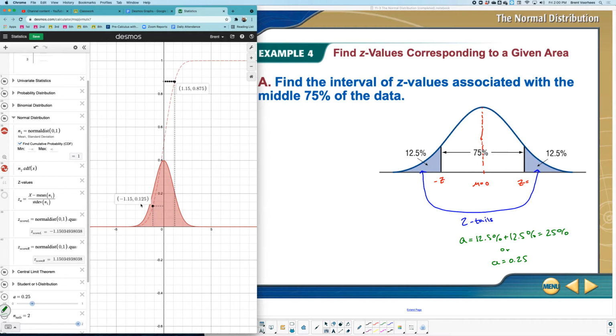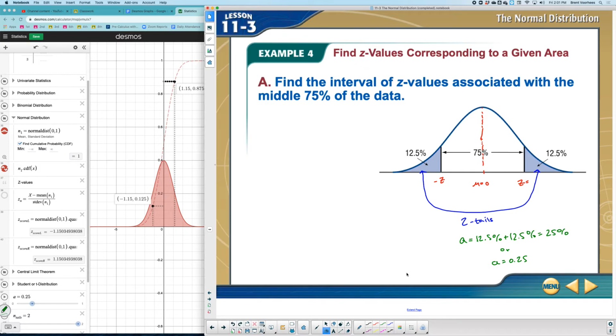And so to get 0.125 and 0.875, if you're wondering where the 0.875 comes from, it's 12.5 plus 75%, which is 0.875. You would have the z values of 1.15. So that's what my answer is going to be on this one. Z is going to equal 1.15. Now you might be thinking, well, one of them is negative, one's positive. Yes, the negative one is negative z. So negative z equals negative 1.15 and positive z equals 1.15.